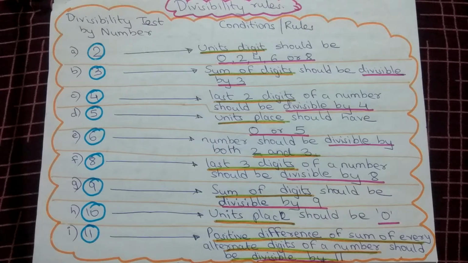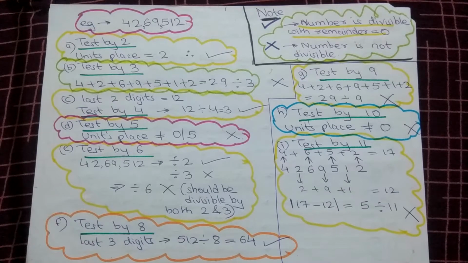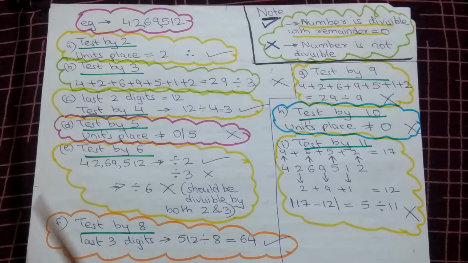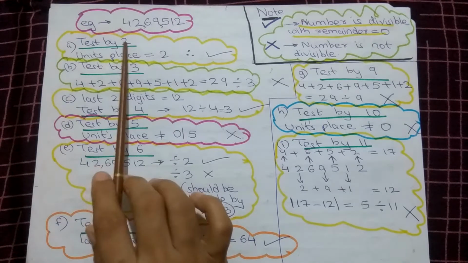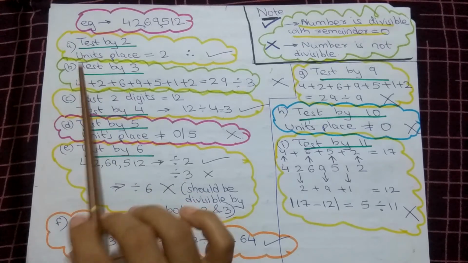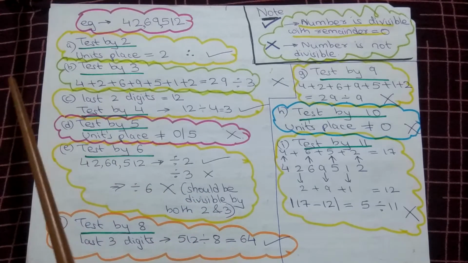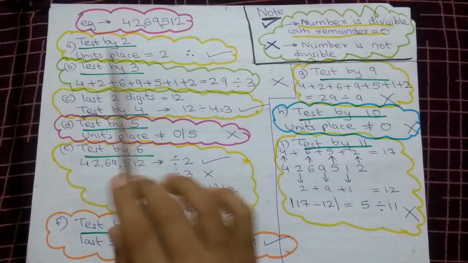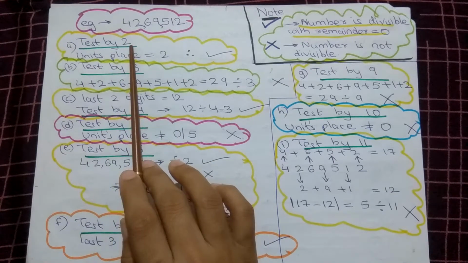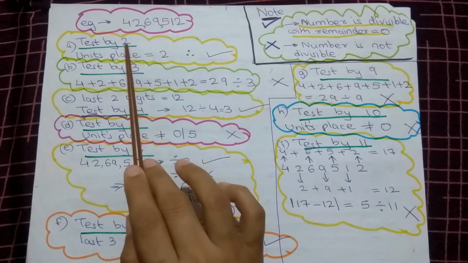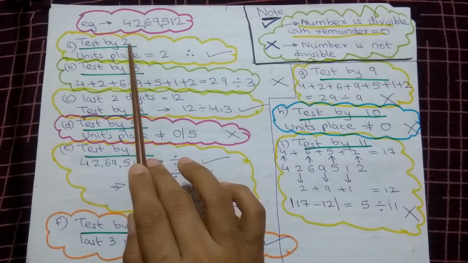Let's consider an example and check all these divisibility rules. For example, this is our number. We have to check the divisibility by the number 2 first. As stated earlier, if the number has 2, 4, 6, 8 or 0 in the units place, in that case the number is divisible by 2. In this number our units place is 2, so it is divisible by the number 2.